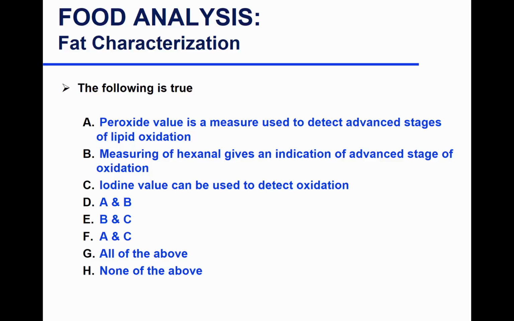Let's see what you know, if you know. What is true here? Which of these statements are true? You think. I don't expect you to know. This is the topic of this section, but let's see. A: Peroxide value used to detect advanced stages of lipid oxidation. B: Hexanal gives an indication of an advanced stage of oxidation. C: Iodine value can be used to detect oxidation. Do you have any idea at least? Okay. Michelle? A and C.